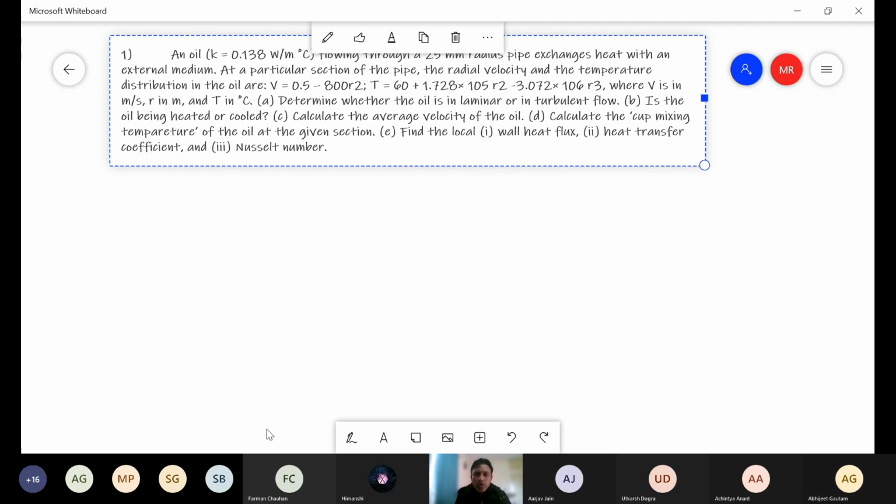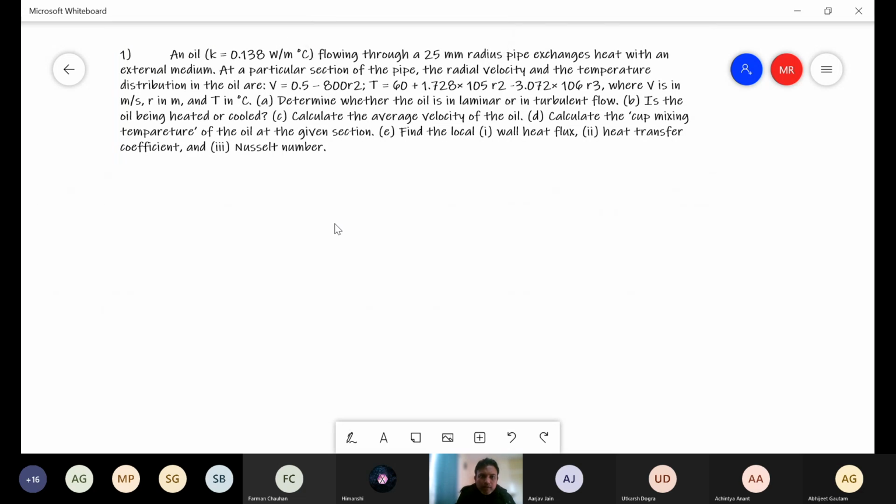Yes, sir. Okay, so what has been given in the problem is an oil. Maybe I'll just start writing. An oil with the thermal conductivity of 0.138 watt per meter degree Celsius flowing through a 25 mm radius pipe exchanges heat with an external medium. At a particular section of the pipe, the radial velocity and the temperature distribution in the oil are given as follows. So basically the velocity is given as this.